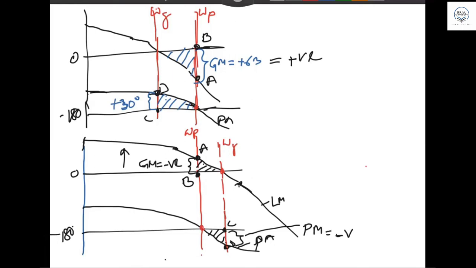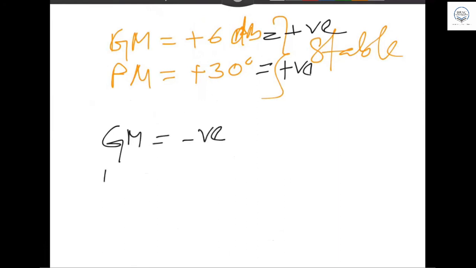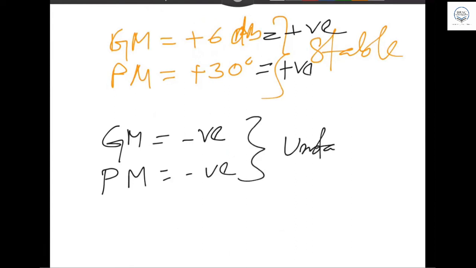So this is the scenario. If the gain margin is negative, the phase margin is negative. And if the gain margin is positive, the phase margin is positive, then the system is stable. And if the gain margin is negative and the phase margin is negative, the system will be unstable. This is what you can get from here.